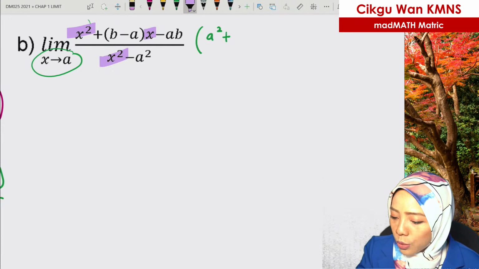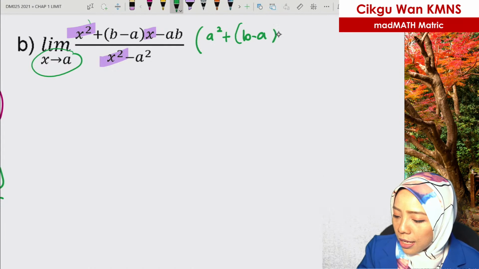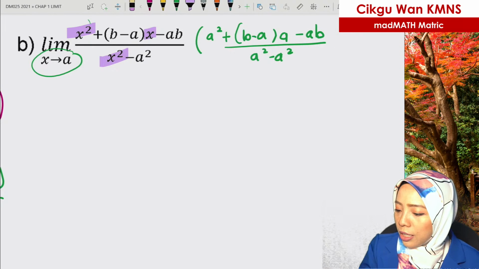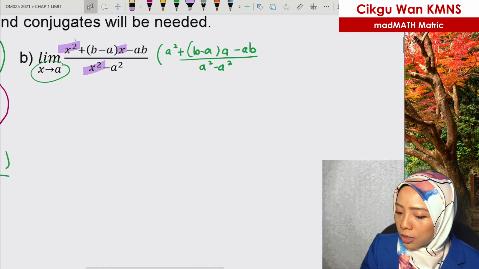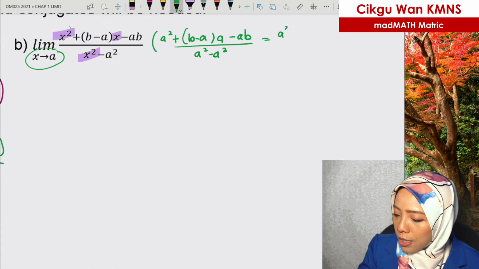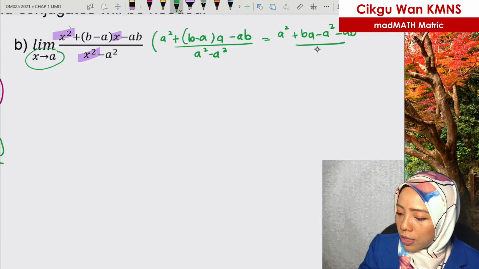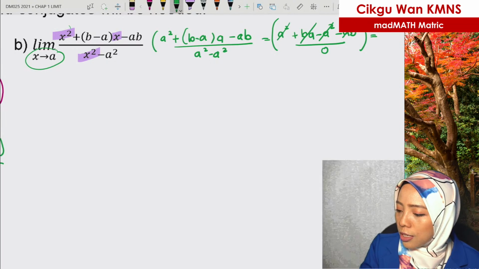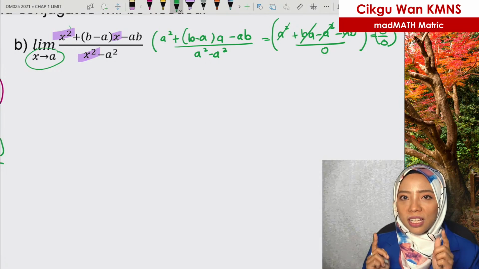Alright. So now a square plus b, b minus a, and then there is a again, minus ab over a square minus a square. Okay, let me zoom out a bit. So we have here a square plus ba minus a square minus ab over a square minus a square. It is 0. So actually this cancels out, and we get 0 over 0. Checkmate. So this is an indeterminate form.